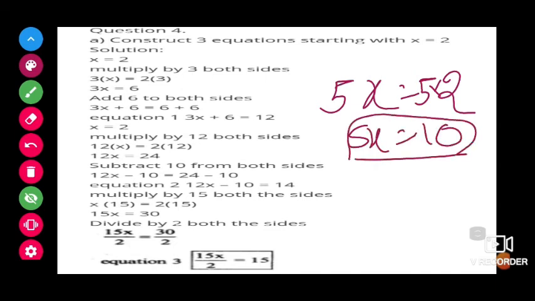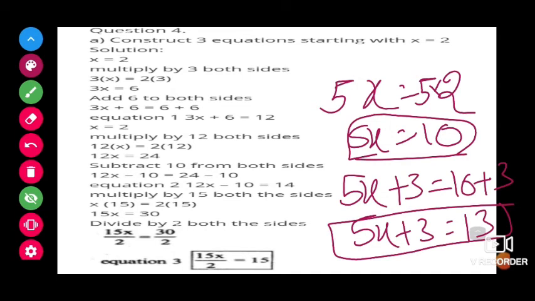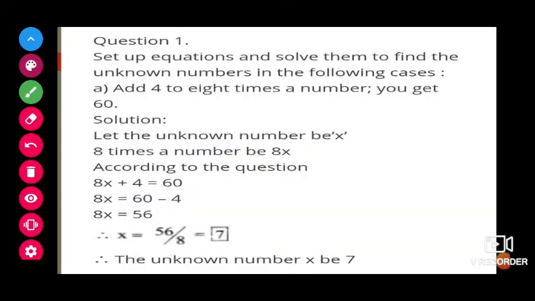This is one more equation. Now, add something to both sides: 5x plus 3 is equal to 10 plus 3. So we will get 5x plus 3 is equal to 13. This is one more equation. If you want, next you divide it by 2, or you can do something else, children. One by one you can increase and construct many equations like that. One more sum is there, do it from your side. Okay. Next, exercise 4.4. It is nothing but where we can use it in our daily lives, children.